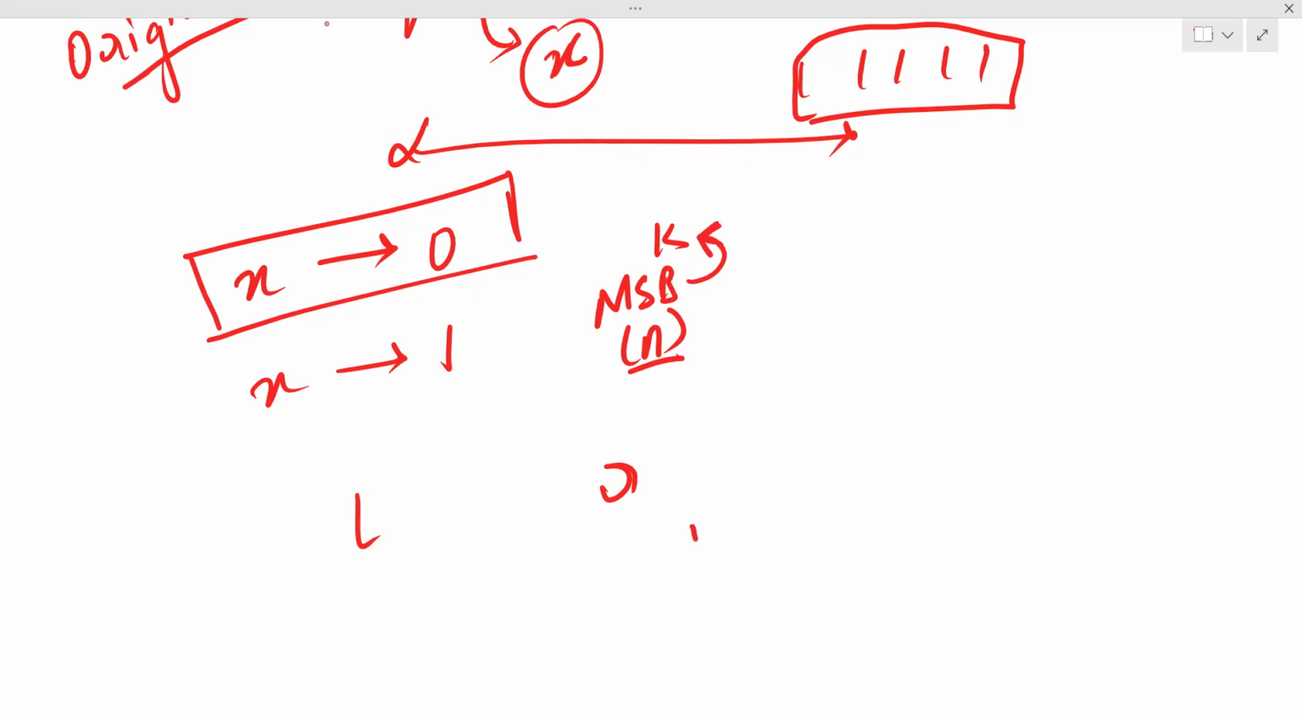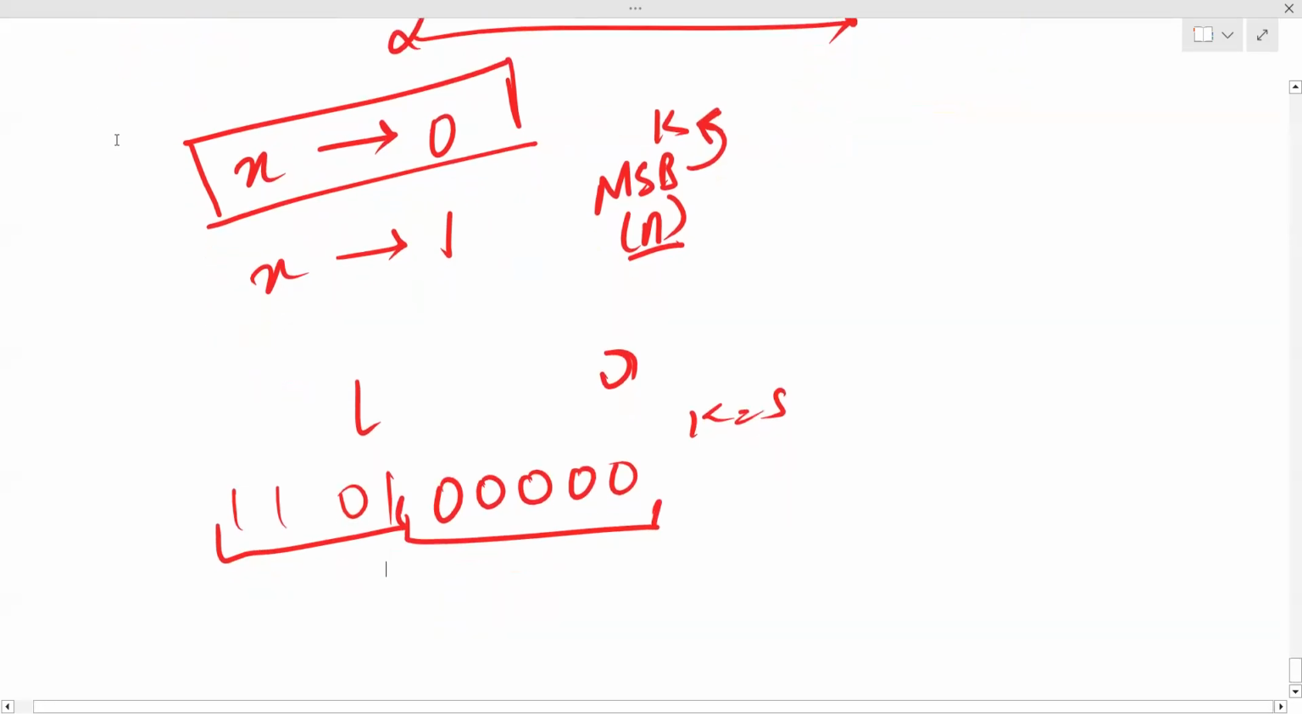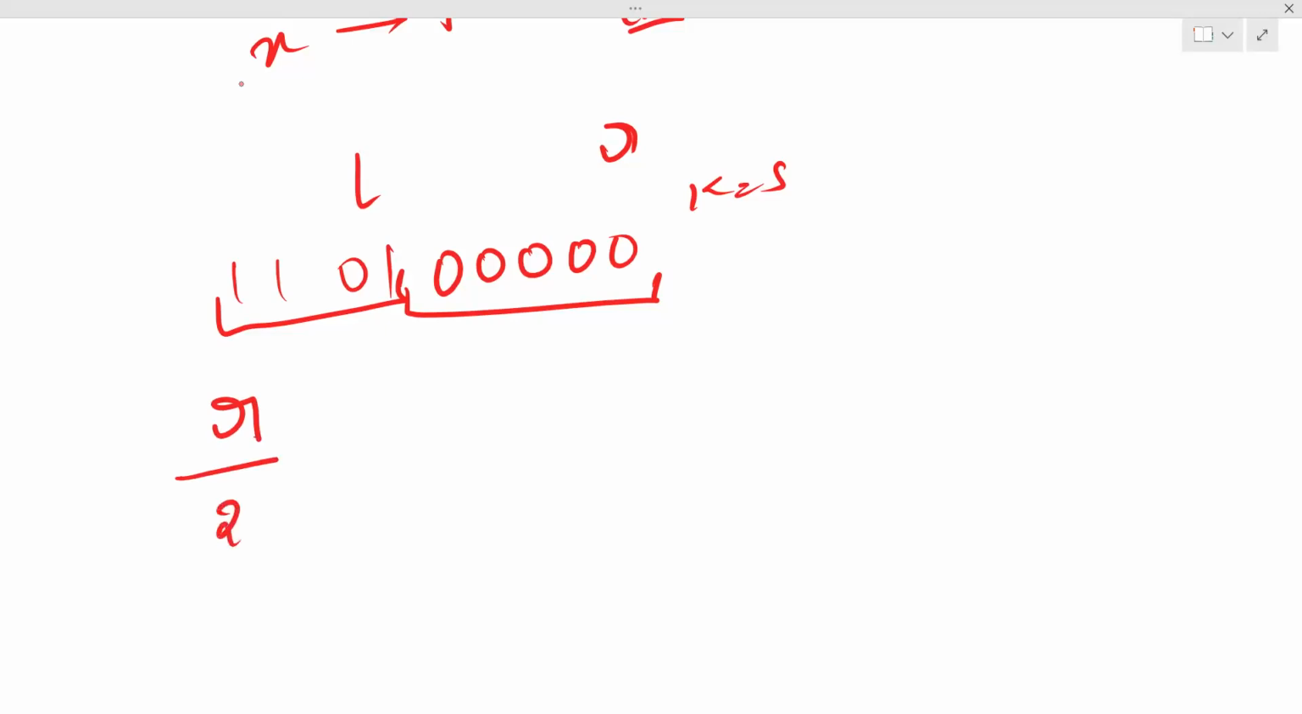So if I have k equals 5, I'm talking about all the numbers which have 5 zeros, and then there is something like this, maybe 1 0 1. There are some bits here, but all of these 5 bits are closed. So this is nothing but, we can actually find this by doing R divided by 2 to the power k. Why 2 to the power k?